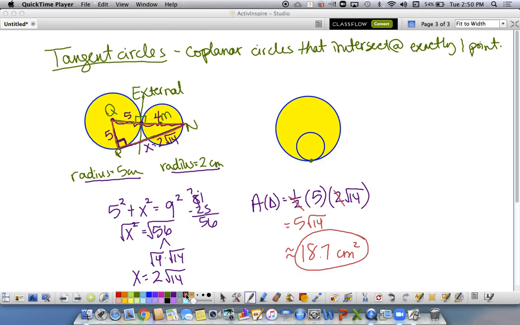So that's somewhere they might ask you. They talk about gears and mechanics. They might talk about the moon and the earth. Two circles that are not near each other. But just know that those tangents have to be equal to each other.